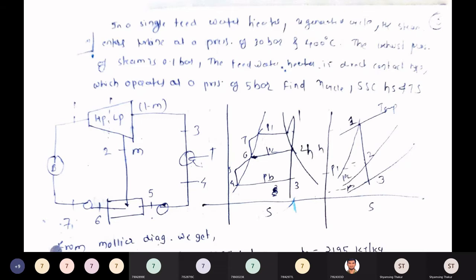Are you getting the point, students? It's quite simple to understand. 7 to 1 is constant pressure heating. Now what is happening next? There is a high pressure turbine and a low pressure turbine. The steam is first expanded in the high pressure turbine, and after that m kg of steam is sent towards the heat exchanger, and 1 minus m kg of steam is sent towards the condenser. From here it is condensed and moves towards this point, and that is the way the loop completes.